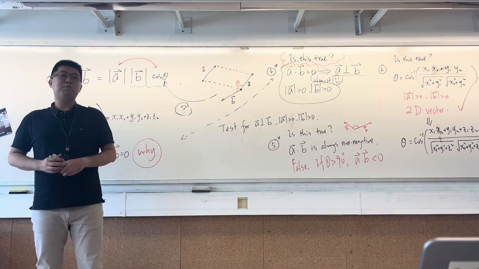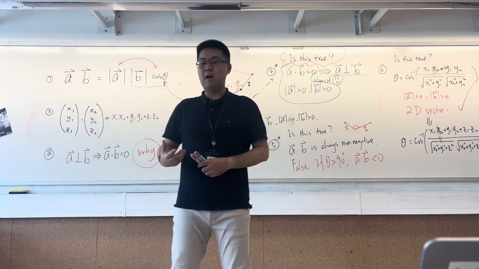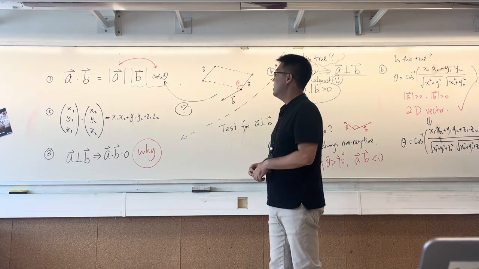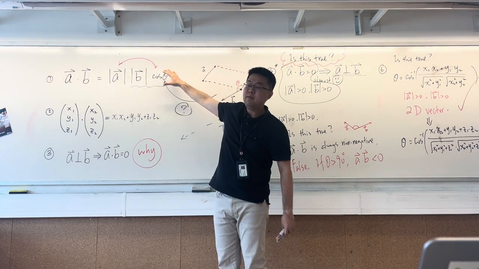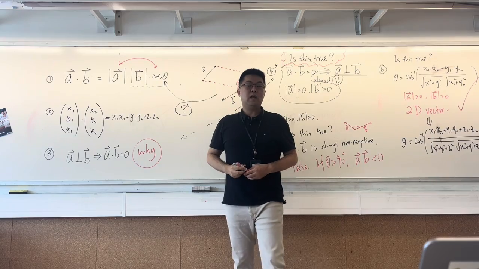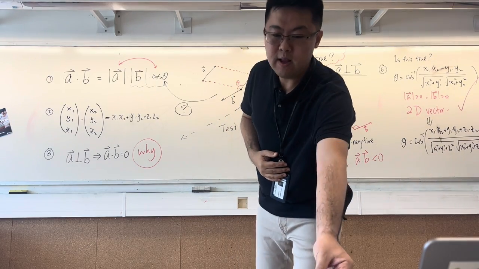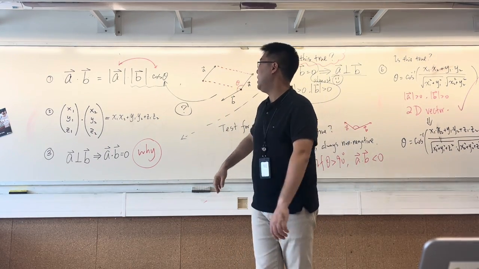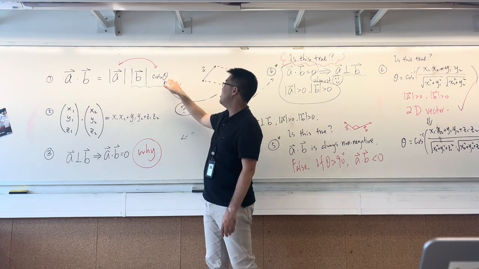All right, let's have a quick recap of what we've just covered in this lesson. So we started off with the first one, which is something you can find on the formula booklet. It gives you the relationship between vector A, vector B, the magnitudes, and the angle between them.